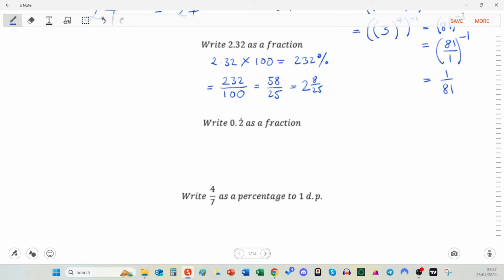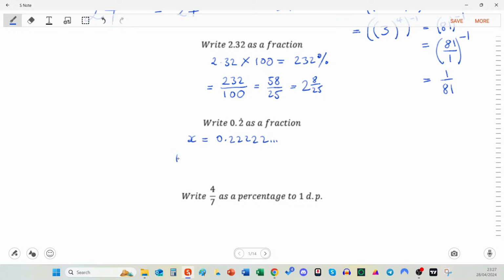So 0.2 recurring. That's 0.22222. You get the idea. And we're going to call that something. We're going to call it x. This is where your memory kicks in and you're like, yeah, this is how we do this. This old chestnut. We just call it something.